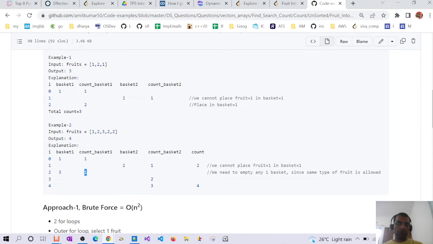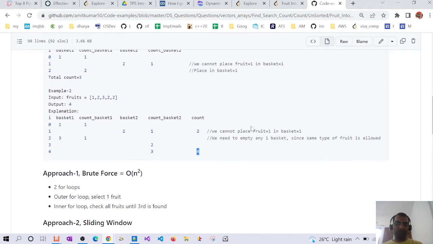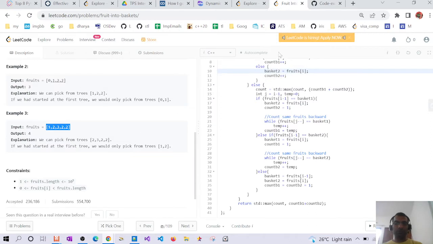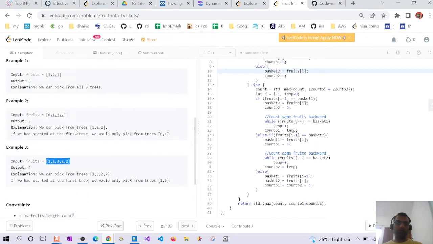Now I again go to this one. This type was already in basket 2, so now the number of fruits becomes 2. Then again this was in basket 2, so the number of fruits becomes 3. So the total count is 1 plus 3, hence it is 4. I think you got the question. If not, just try to go through this question on your own.